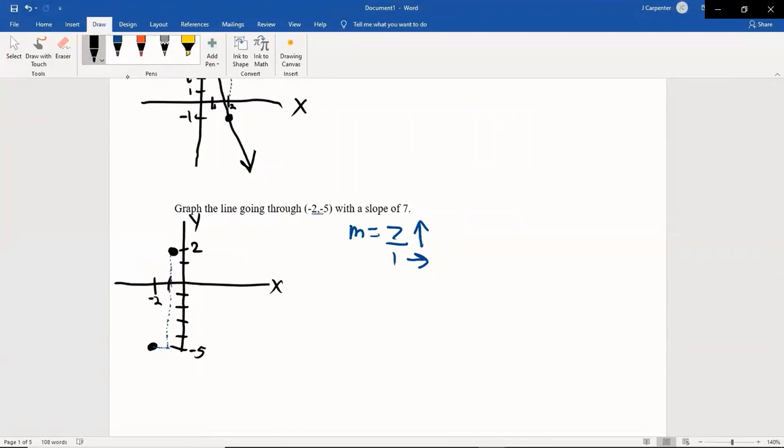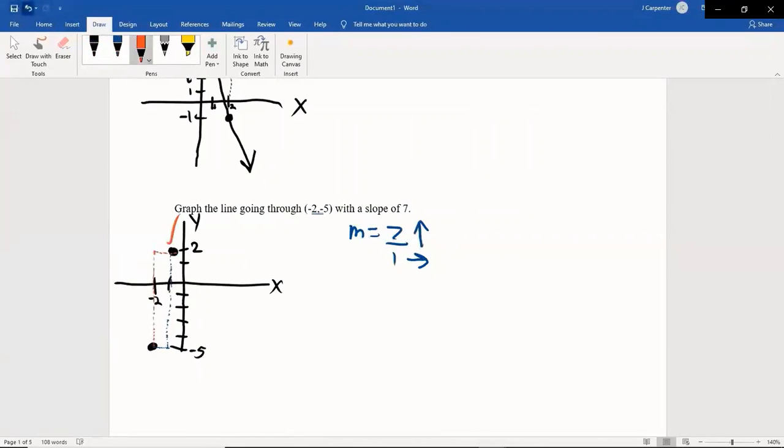So that was -1, 2 is where that point ends up being. Now, if you don't believe me that it doesn't matter the order you go up and right or down and right, check this out. If I go up 7, I'll go from a height of -5 to a height of 1, 2, 3, 4, 5, 6, 7. And then when I go right 1, I go from an x position of -2 to -1.